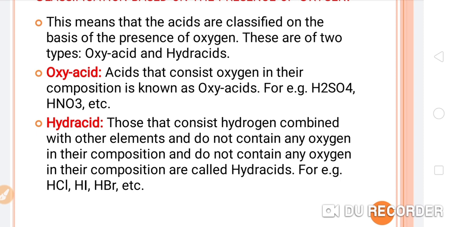Next, hydra acid. Those acids that consist of hydrogen combined with other elements and do not contain any oxygen in their composition are called hydra acids. For example, hydrochloric acid, hydroiodic acid, and hydrobromic acid. So these all are hydra acids. Here you are not getting any oxygen atom as a part of its molecule.